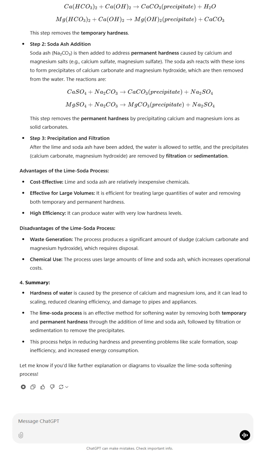Let me know if you'd like further explanation or diagrams to visualize the lime soda softening process.